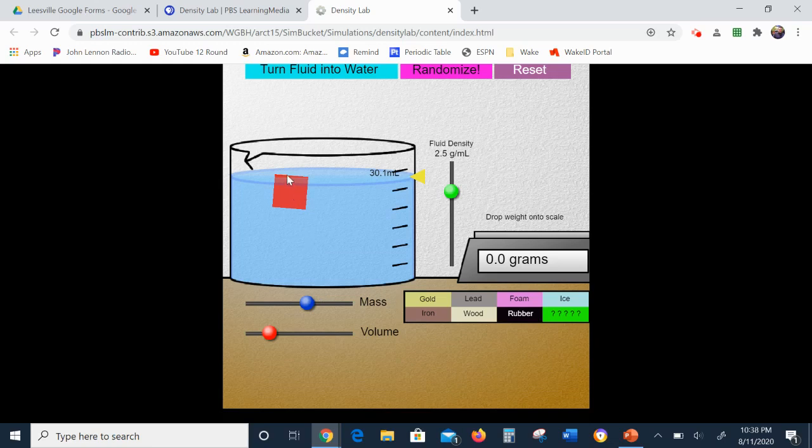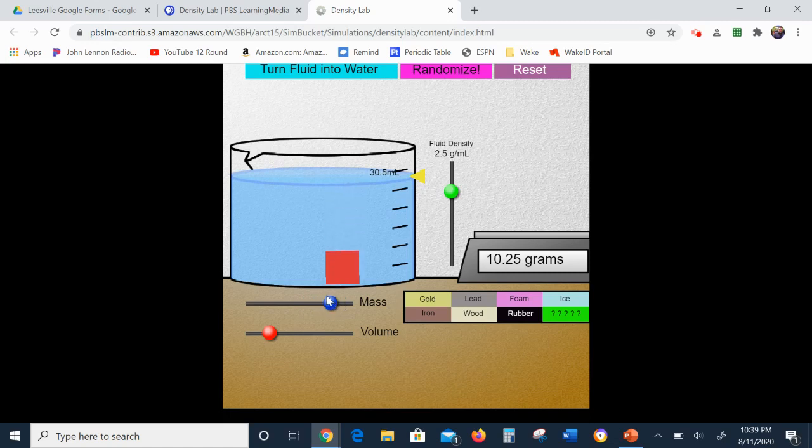And notice here's a block, and this block has a certain mass. Okay. And I can make that mass more or less by sliding this bar. So you should have done this. And if this will float in this liquid, you may predict that as I add more mass and don't change the volume, it'll get to a point where it'll sink.